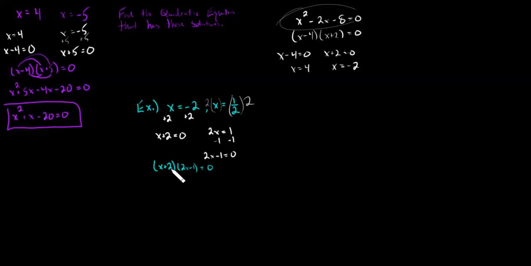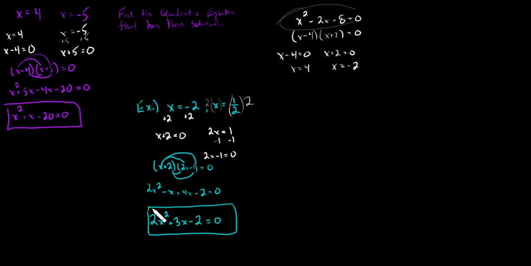So we have factors of x plus 2, because that gets us a solution of -2, and 2x minus 1, because that gets us a solution of 1/2. Now we can multiply this out to get our equation. I distribute the x, I get 2x squared minus x, now distribute the 2, plus 4x, minus 2, which gets me my final answer of 2x squared plus 3x minus 2 is equal to 0. And that's how we can work backwards. Given the solutions, that's how we get what the actual quadratic equation was.